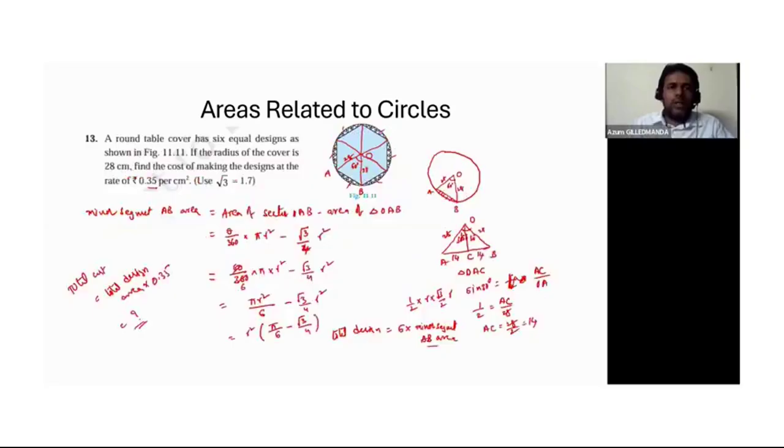So that we did. And then we looked at another problem which has a combination of a sector and segment. So here, the design is a minor segment. So the segment area is area of this sector minus the area of triangle OAB. So we found that. And how many such minor segments are there? 6. So we multiplied with 6 and then we got the total design area. And if you multiply that with our cost, then we'll get the total cost required for the design.